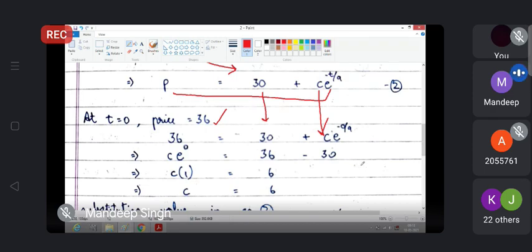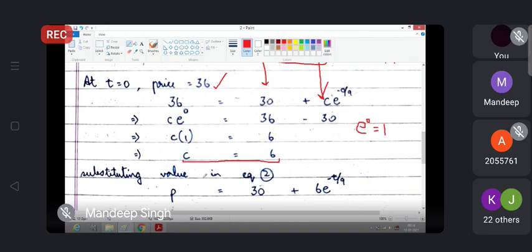Now see e^0, e raised to the power 0 is equal to 1. तो in most of your questions e raised to the power 0 जब आ जाएगा, because जो भी power में होगा variable, that will be equal to 0, which will give us c into 1 is equal to 6. The value of our constant is 6. Substituting this value in equation 2. So your final answer is P is equal to 30 plus 6 into e raised to the power minus t over 9.